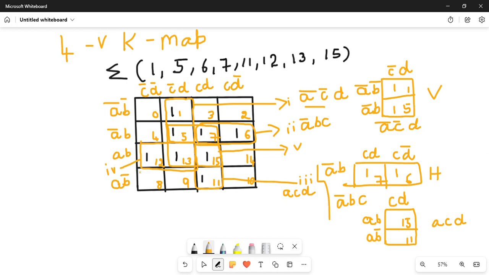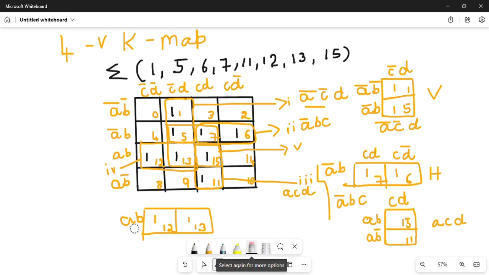Now if I consider the fourth group, it's a group of 12 and 13. So let me group 12 and 13 over here. It is a horizontal grouping, wherein you have A and B here, AB. In the place of 12 and 13 you have AB, and on the top you have C bar D bar and C bar D. 12 is in column number 1, so on top of column number 1 it is C bar D bar.